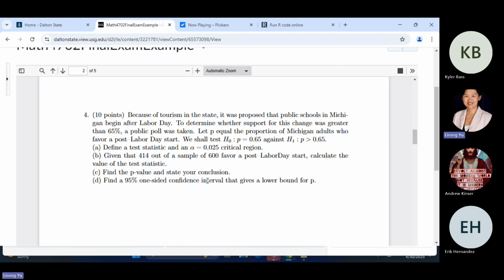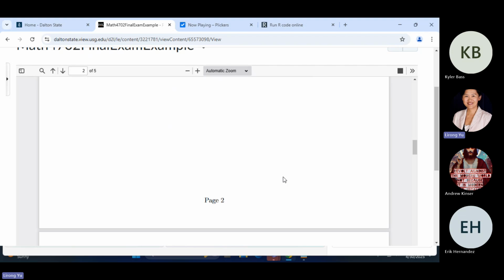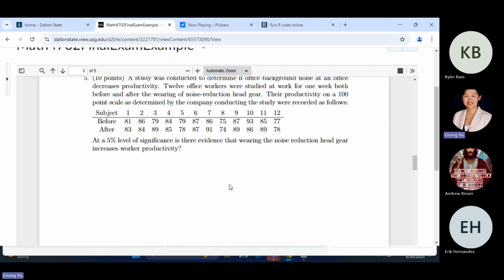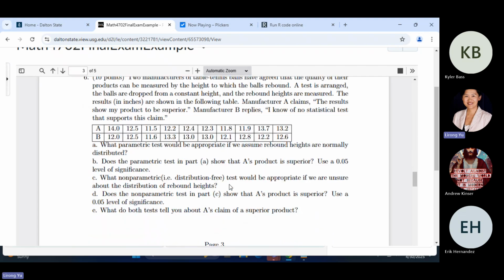The fourth question is about comparing proportions, checking whether the proportion equals 0.765 or not. Those are the data. Given 414 out of 600, we're going to calculate a new proportion compared to the old proportion. It's a hypothesis test calculation. And then we have number 10, to compare before and after. It's a paired t-test. Number 6.